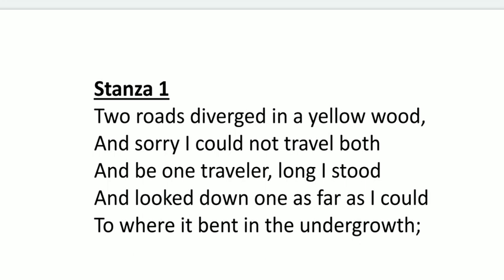He found that the first road has bent in the undergrowth. The undergrowth here represents the unknown world. So in the first stanza, the poet has two choices before him, and he wants both choices, but it is not possible for a person. For example, a person has to take a decision for one thing. He has two choices, but he cannot take two choices at a time. So he has to decide only one thing, whether it may be wrong or right, but he has to decide on one choice. He has to go with the one choice.